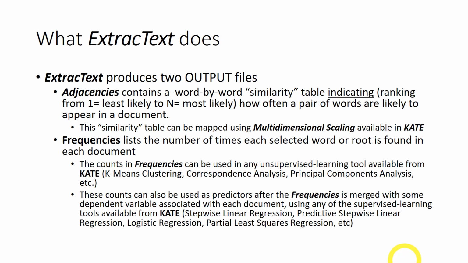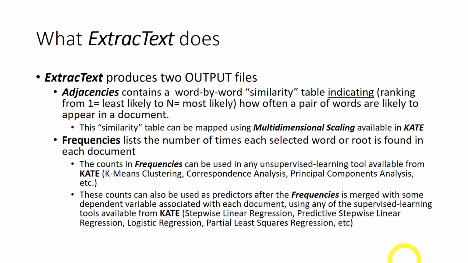The other output produced by ExtractText is a frequencies table that lists the number of times each selected word or root is found in each document. It's up to you to then do any subsequent analysis using the frequencies table as your data. For example, you can use frequencies in any unsupervised learning tool available from Kate, such as k-means clustering, correspondence analysis, principal component analysis, latent class analysis, and so on.